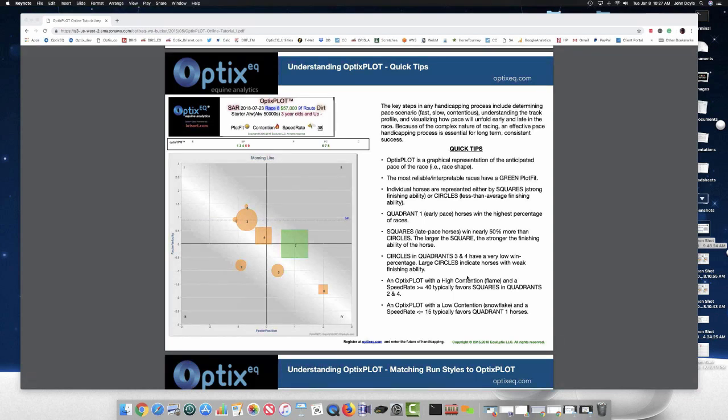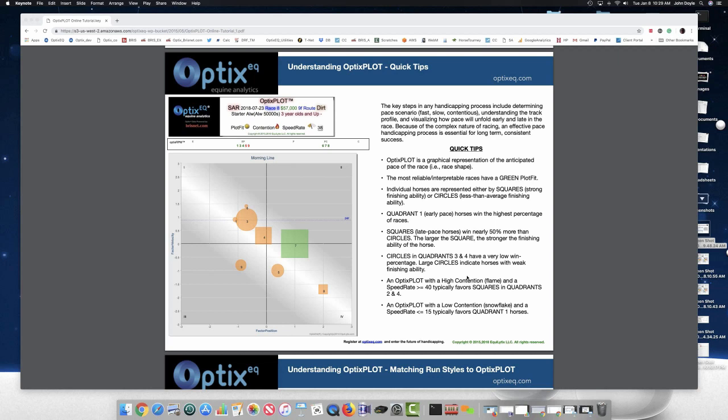I was just talking about types of races. So high contention races, with high speed ratings, typically that's when quadrants 2 and 4 have their best chance of winning, right? Because they're able to come off the pace. Typically right. Quadrant 4 is really kind of up against it unless there's some kind of dynamic that's going to help them close up on things, right? So they're usually a little bit up against it. And then the opposite, when you look at a low contention, snowflake, speed ratings less than 15, that's where you might even start looking at smaller circles in quadrant 1. They could win the race, especially if there's not a lot of contention in there.